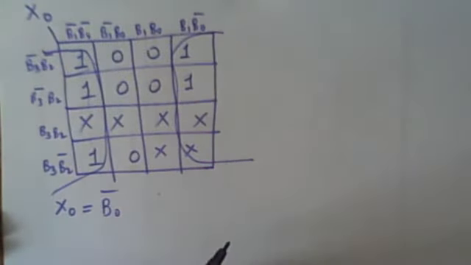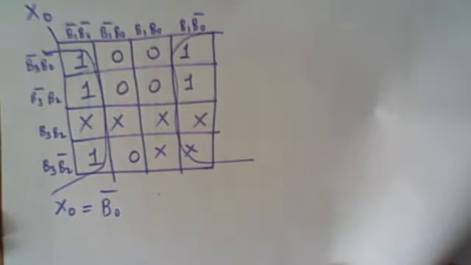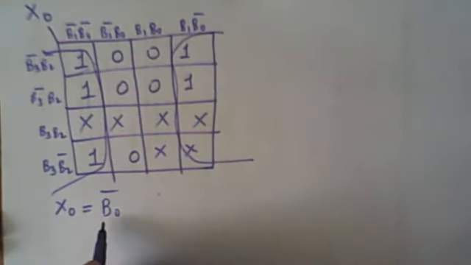Once we get the simplified Boolean equations, the next step is to implement all the Boolean equations using logic circuits. Right? So let me see which input variable needs to be inverted. B0 needs to be inverted.